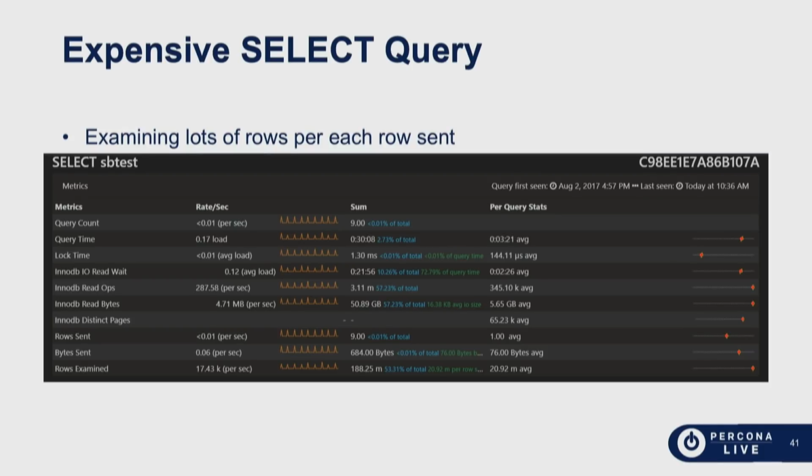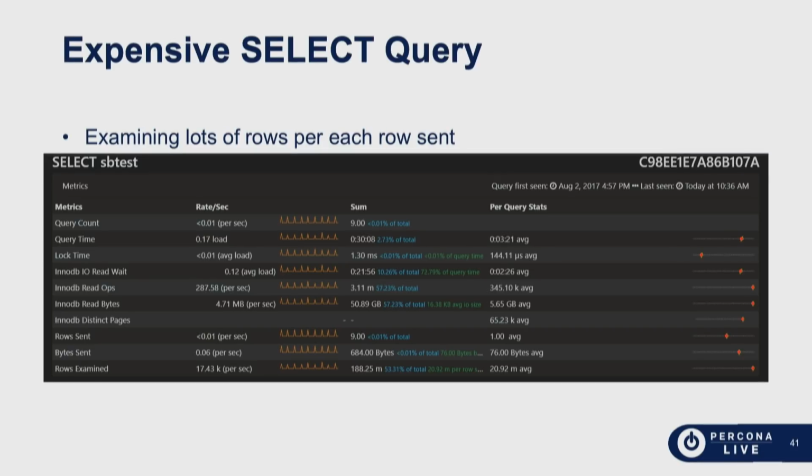An example for an expensive select query would be another optimization tip. We can see from this query that it's actually been quite rare, right? We have really less than one query per 100 seconds being run here. But we can see that the query reads a lot of data, and that is very expensive because for each row sent, we have more than 20 million rows examined. That is a very good metric which tells us whether queries are really expensive or not.